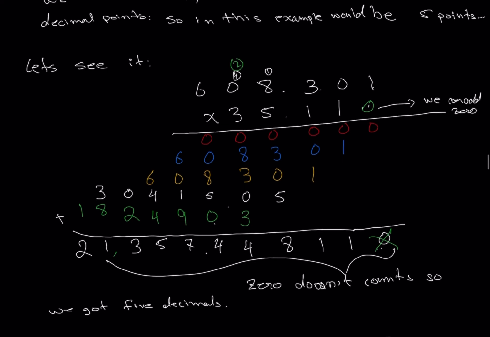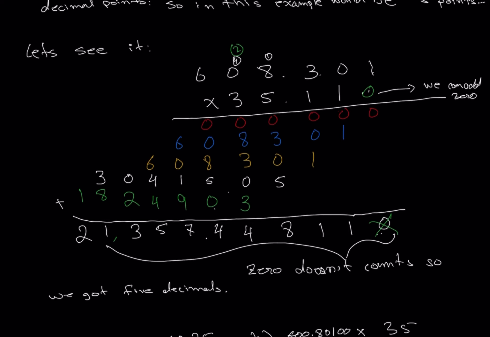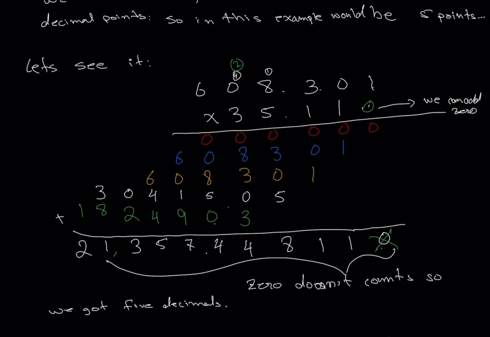To deal with the decimals, how we assign how many decimal places we have, we look at the multiplicand and multiplier and how many decimal places each one has. This one has three places, and this one has 2 places. So altogether we have 5 decimal places.